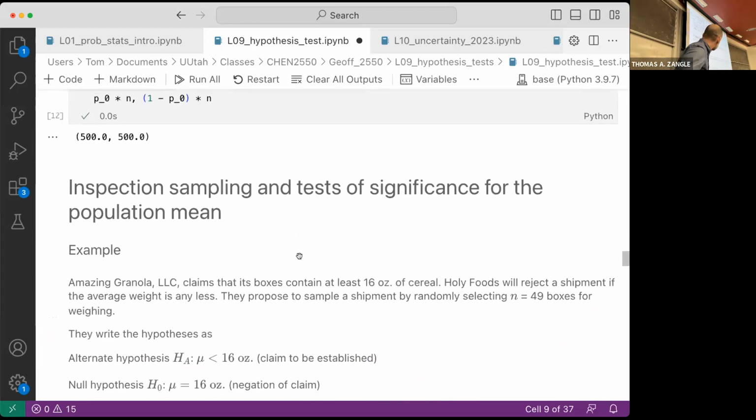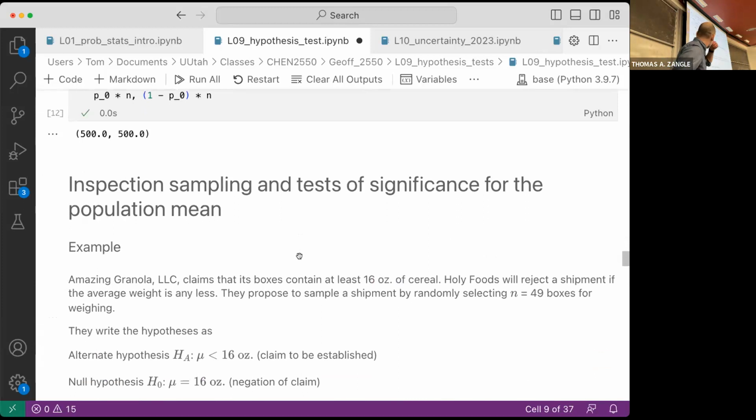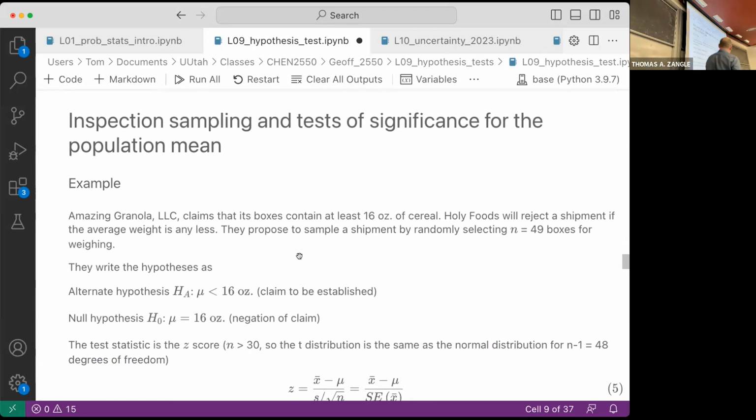Okay. So another example, again related to sampling on the population mean. In this case, we're going to look at an example where our n is 49. So we're sampling about population mean. So when we're looking at probabilities related to population mean, what distribution do we use? What is the distribution that describes the range of observed population means?